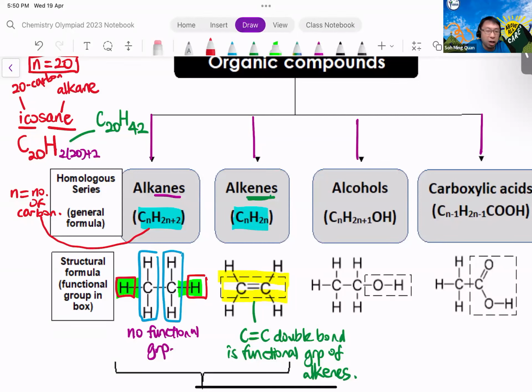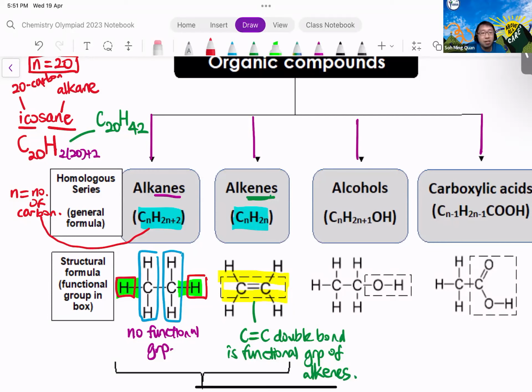But for an alkene, because it has a double bond, they don't have the 2 hydrogens coming out at the sides. That's because each carbon only forms 4 bonds. Once the carbon forms a double bond with another carbon, it can no longer bond to so many hydrogens, because the limit for each carbon atom is 4 bonds only. The double bond is counted as 2 bonds.